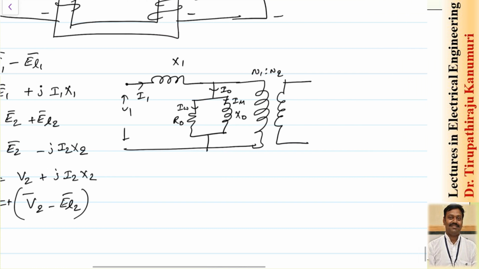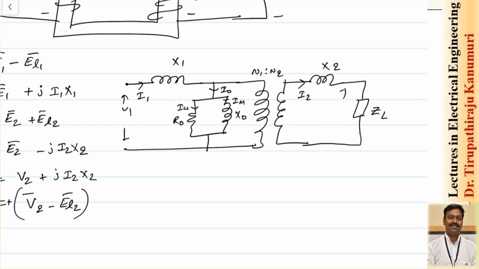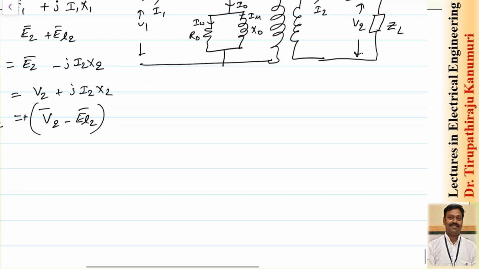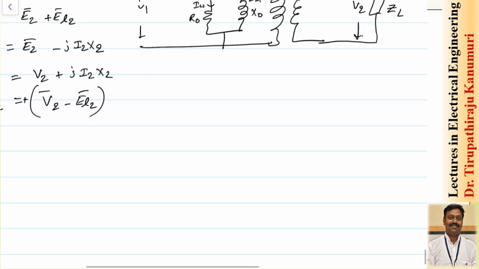Now coming to the secondary side, there will be reactance X2. Remember, here I am not considering the winding resistance. I am just assuming winding resistance is equal to 0. In the next class we will discuss the winding resistance. This will be my value equal to V2, and there is a load impedance. This is called the equivalent circuit with the leakage reactance and no load branch elements.